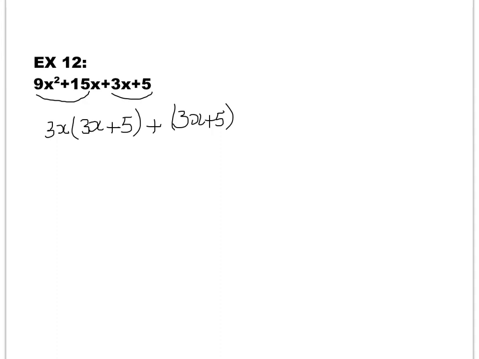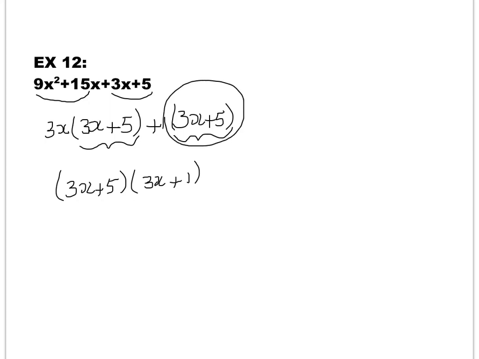Now, if you look, the first and the second term have 3x plus 5 in common. So I can take 3x plus 5 out, so I get 3x plus 1, because when you divide this by 3x plus 5, you get 1. So the final answer is (3x plus 5) times (3x plus 1).